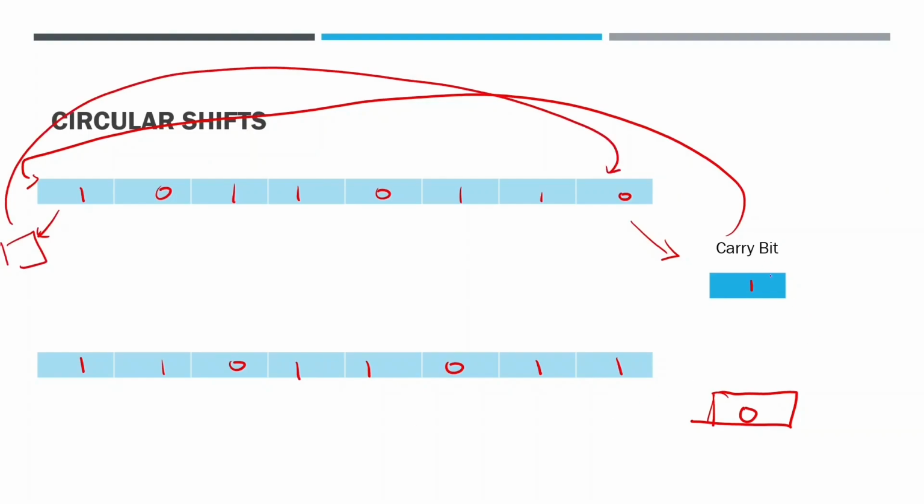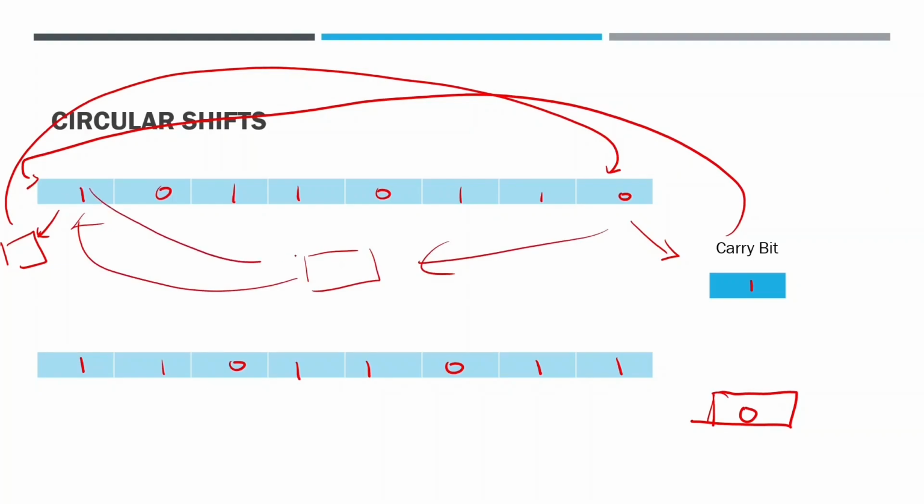So the carry bit doesn't actually sit on the right or left, it's just theoretical. That's why I sometimes draw it in the middle, and then it goes from there into there, or there into there. It depends on which way you're shifting. Look at that top quality notes there. But yeah, that's a circular shift, nice and easy.